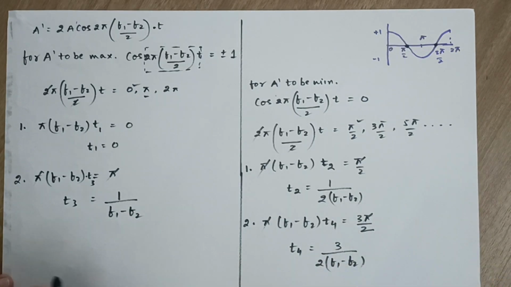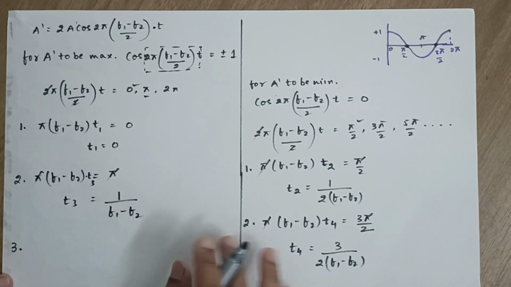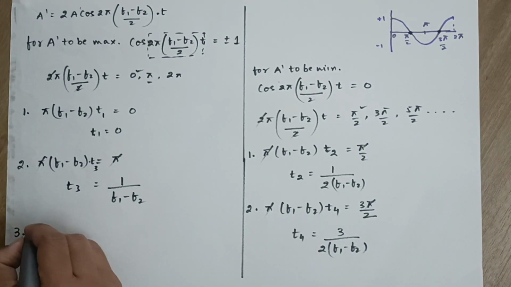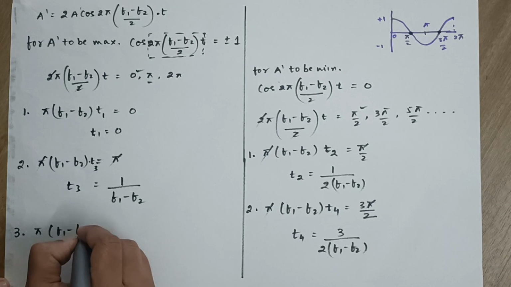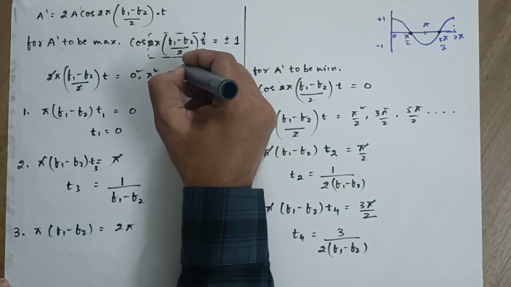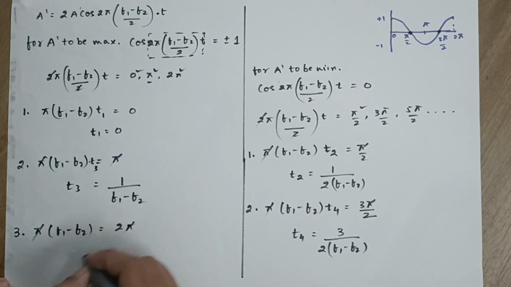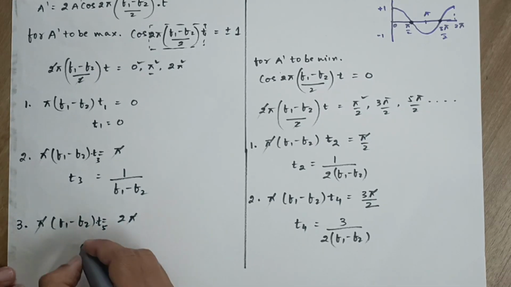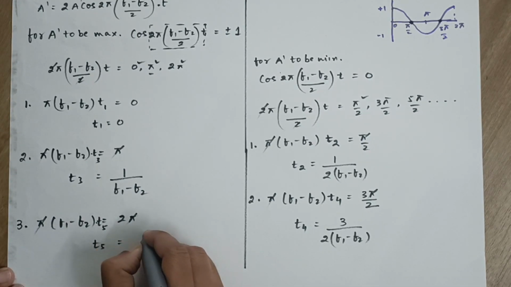Correct. Now the last one that I'm going to do here is the following. That is pi times (f1 minus f2). That is equal to 2 pi, right? So this is taken. Now this is what I'm going to write. Cancels, times t5 again, right? So the t5 value is twice of f1 minus f2.